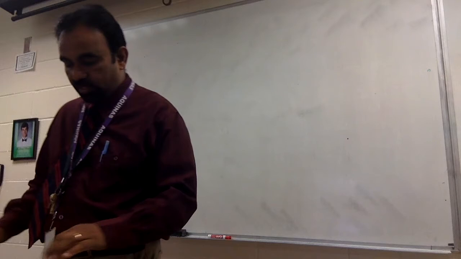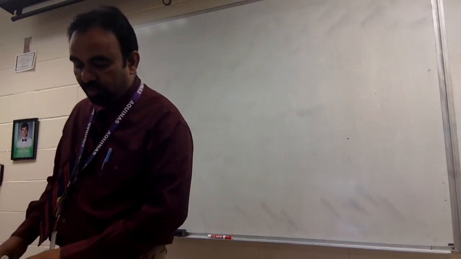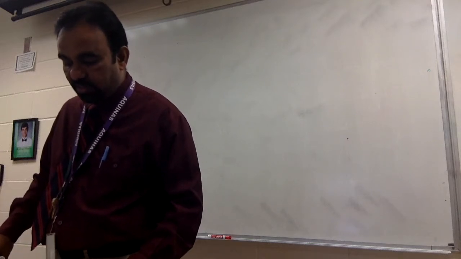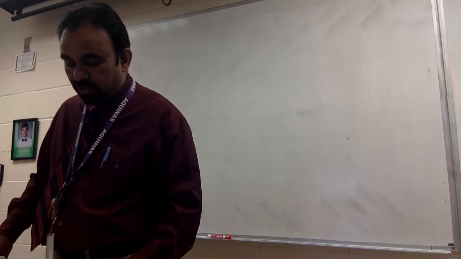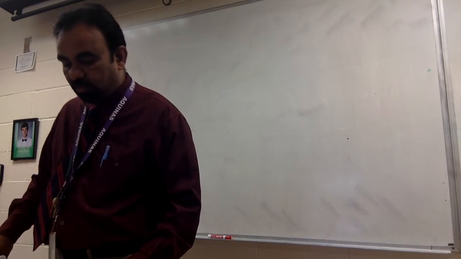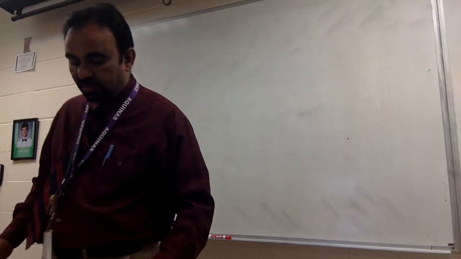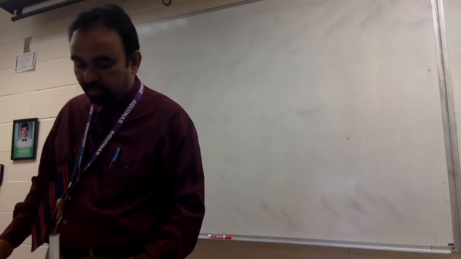Alright, the second question goes like this. A plane travels 2.5 kilometers at an angle of 35 degrees to the ground, then changes direction and travels 5.2 kilometers at an angle of 22 degrees to the ground. What is the magnitude and direction of the plane's total displacement?